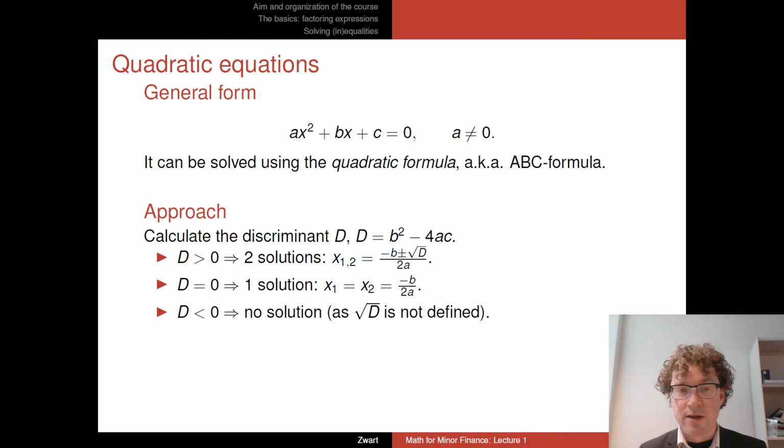And the final alternative is that if d is smaller than 0, so this discriminant is a negative number, then there's no solution. Indeed, if you look at the square root of d, we cannot define that basically. So there is no x that satisfies that equation.